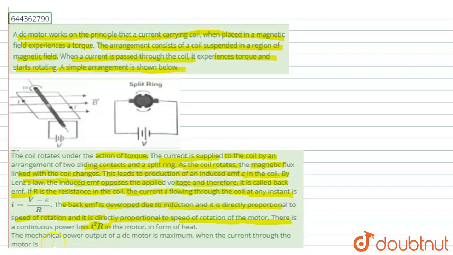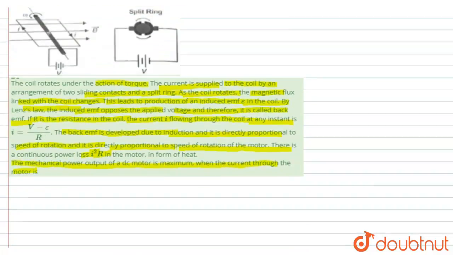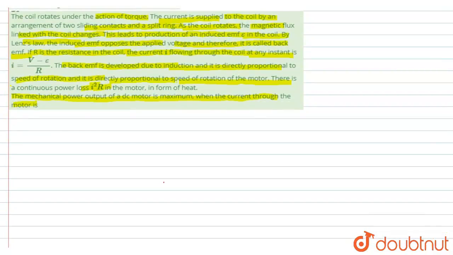Now the question is: the mechanical power output of the DC motor is maximum when the current through the motor is what? So at the maximum power we have to find the current. As we know, the mechanical power Pm is equal to V into I, where I is the armature current, minus the loss, which is I squared R. This is the expression for the mechanical power.